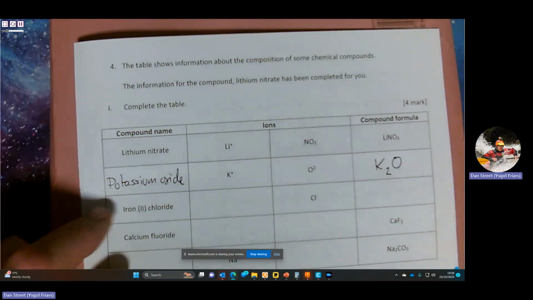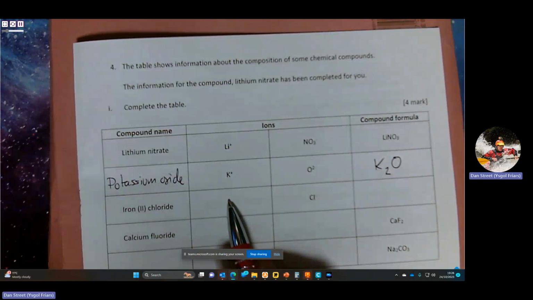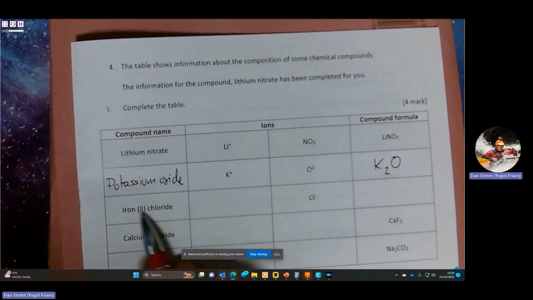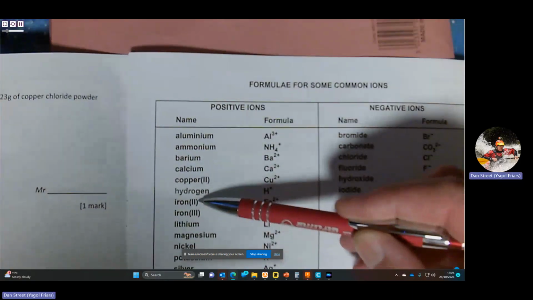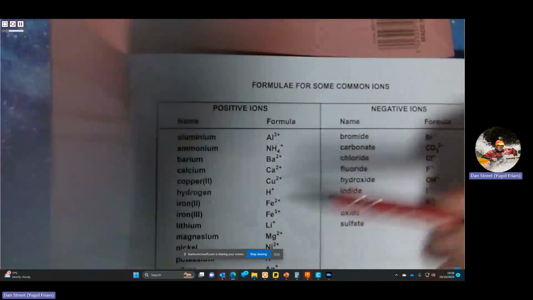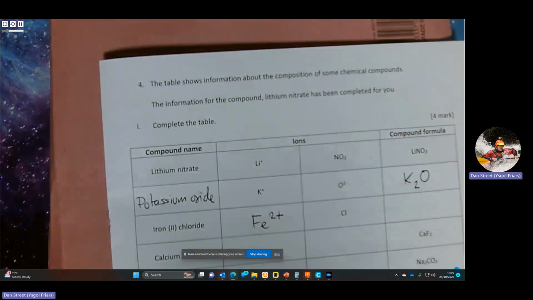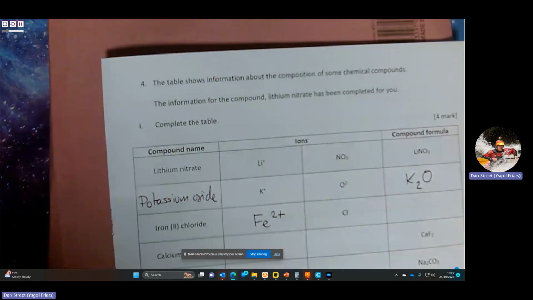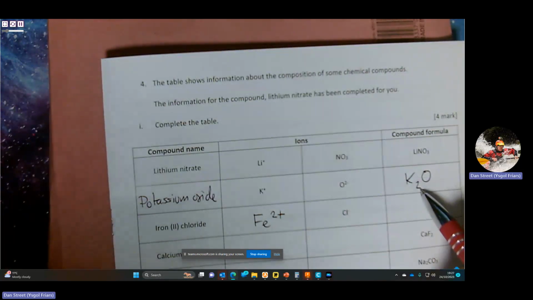This question here is asking about iron 2 chloride. So to fill this gap in, we need to refer to the table of ions and find the iron 2 ion. So that is down on this column. So iron 2 is Fe2 plus. Okay, so it's Fe2 plus. And it is important that you put the charges in the right place, which is always a superscript, whereas the number of atoms in a formula is always a subscript.